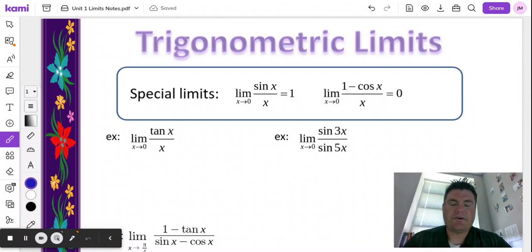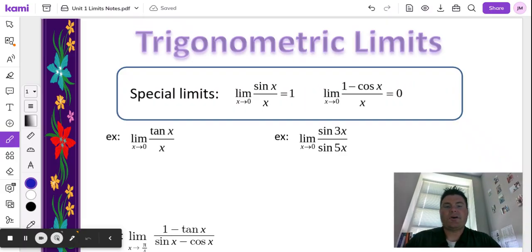Hello, this is Coach Weidenbauer, and we're going to go over trig limits for calculus A, B, and BC. A couple of special limits that we do need to be aware of are these. The limit as x approaches 0 of sine of x over x. If you plug in a 0, you'll be in the form of 0 over 0, which means that we actually have a hole at 0. So this special limit says that it is actually equal to 1.